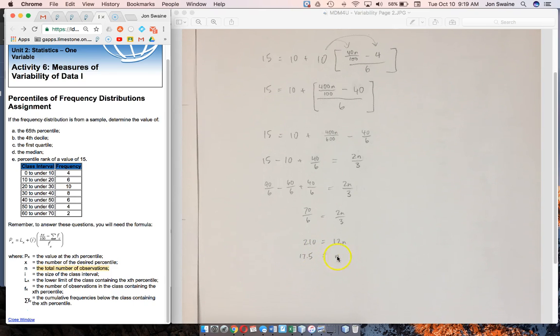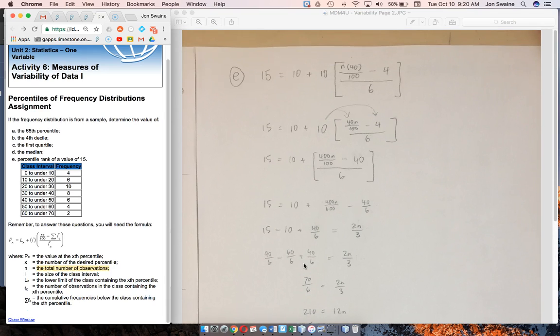So this should be an x in my final answer, but again, it's not going to matter too much as long as you get the 17.5. Okay? So I hope that clears things up. Sorry about the small error with the n. I hope that doesn't trip too many people up. Again, that should be an x because I'm trying to find out the number of the desired percentile.